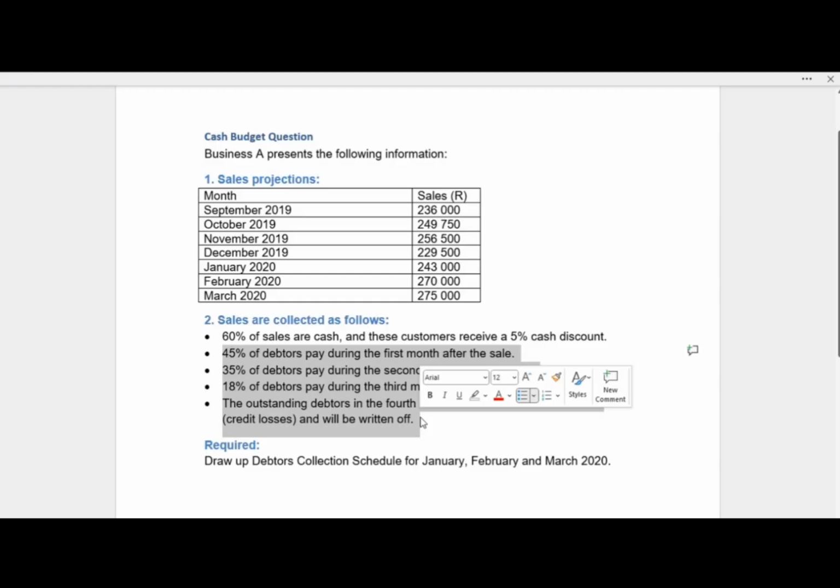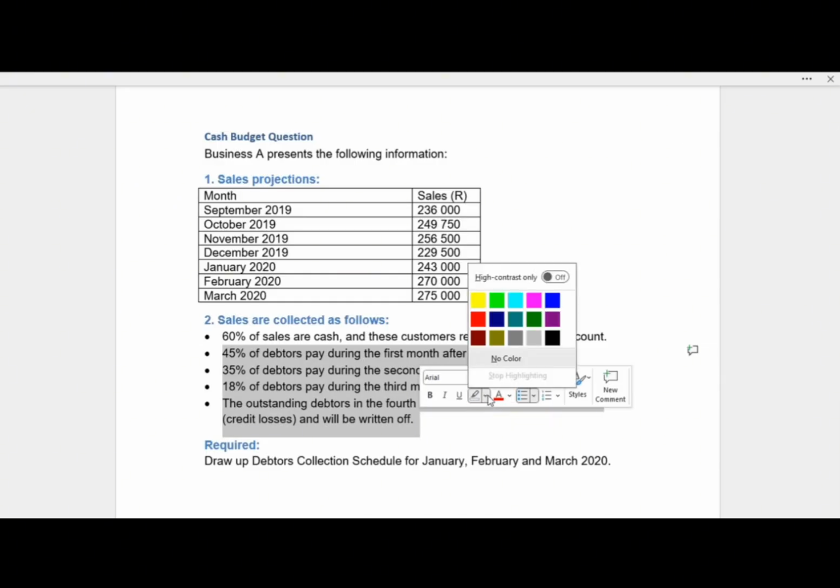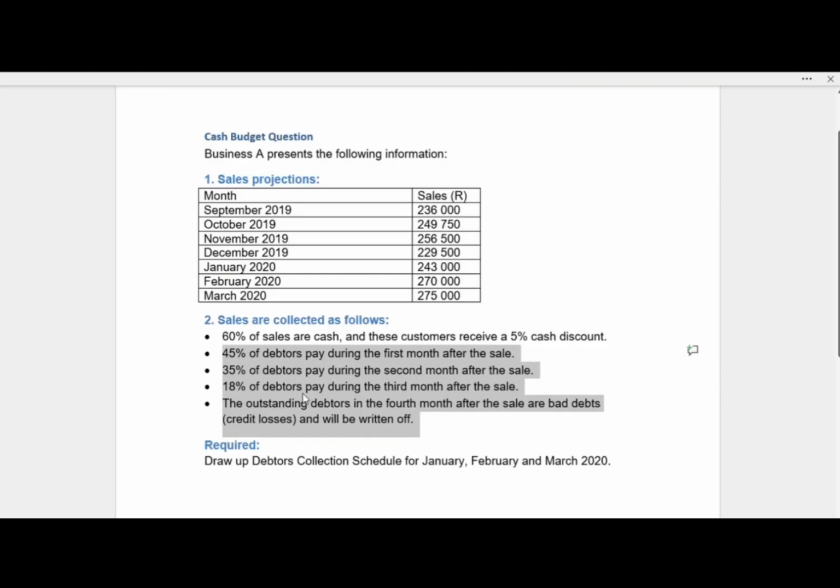This is the credit policy on how you collect from your debtors. They say 45% of debtors pay during the first month after the sale. 35% of debtors pay during the second month after the sale. 18% of debtors pay during the third month after the sale. The outstanding debtors in the fourth month after the sale are bad debts or credit losses and will be written off. Draw up, as you are required, debtors collection schedule for January, February, and March.